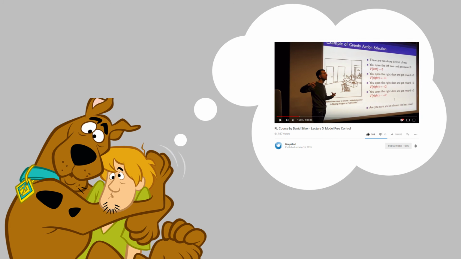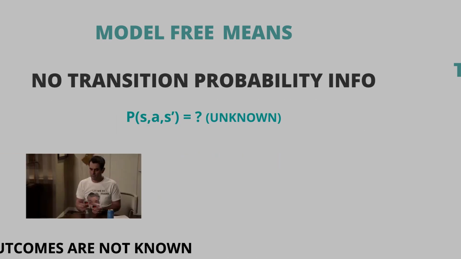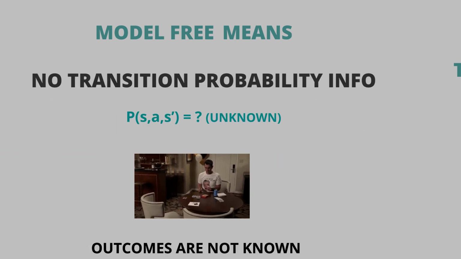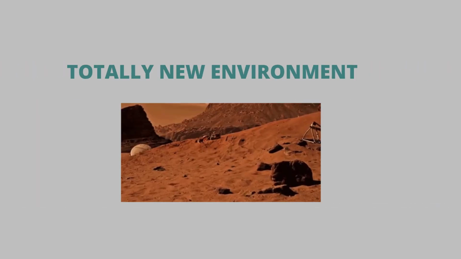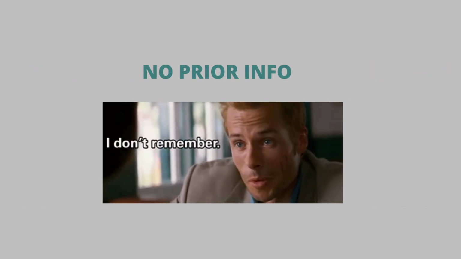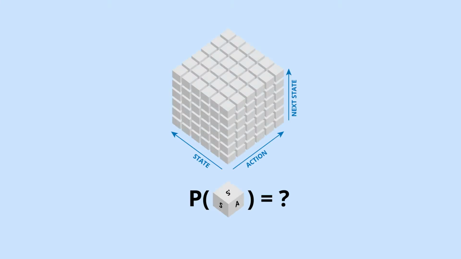alive. Model-free means that you don't have this probabilistic crap, or you don't have an idea about the result of an action. It's like traveling blindfold or walking on Mars, or if you have lost all your memory. If you don't have transition information, the only way you can update the model is by traveling.